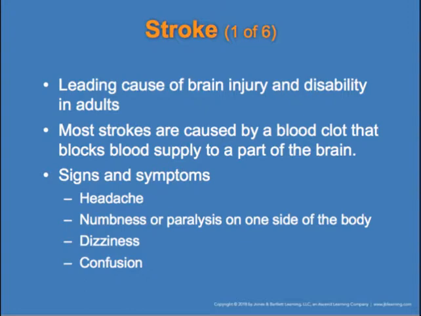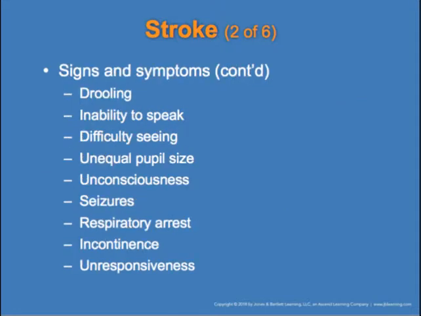Stroke. Stroke is the leading cause of brain injury and disability for adults. Most strokes are caused by a blood clot that blocks blood supply to that part of the brain. A couple of different key parts, things like signs and symptoms. Headache, right? Somebody says they have a headache, and specifically the worst headache they've ever had in their life that started very suddenly. That is something to be concerned about as it relates to a stroke. Numbness or paralysis to one side of the body, dizziness, confusion, all things that are considered important signs and symptoms.